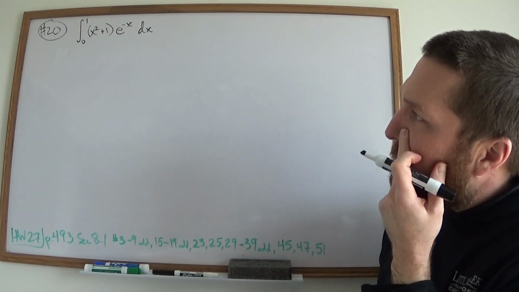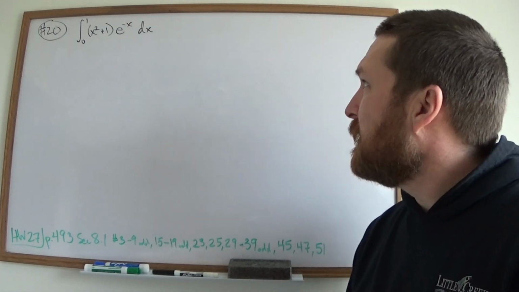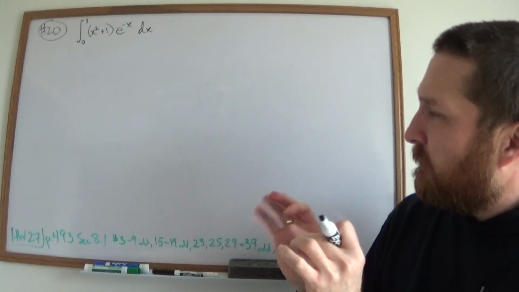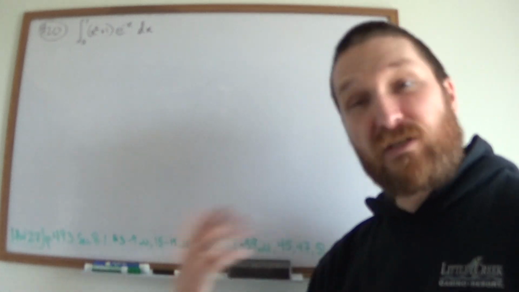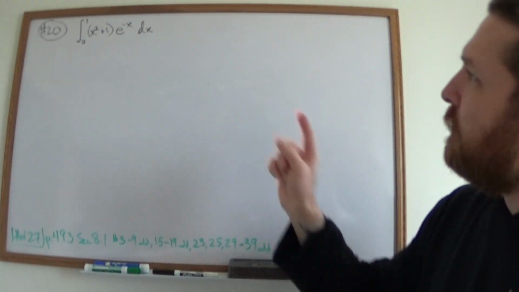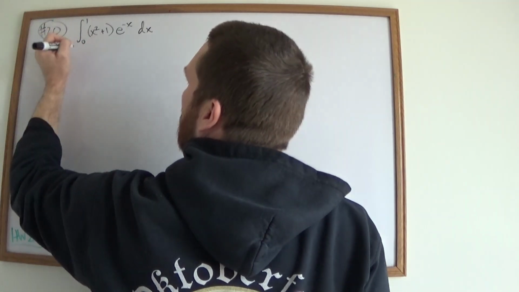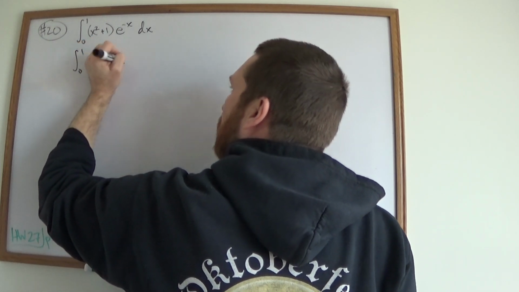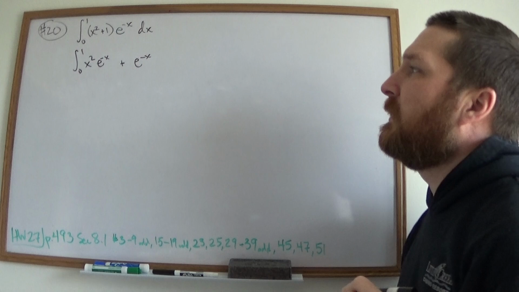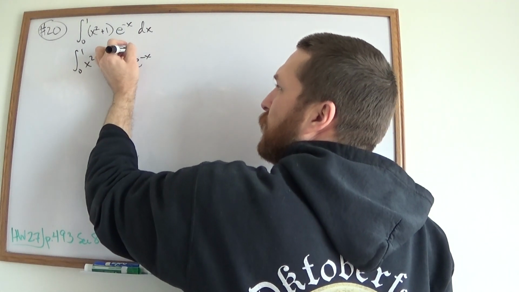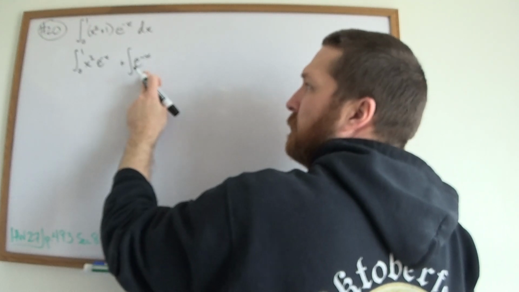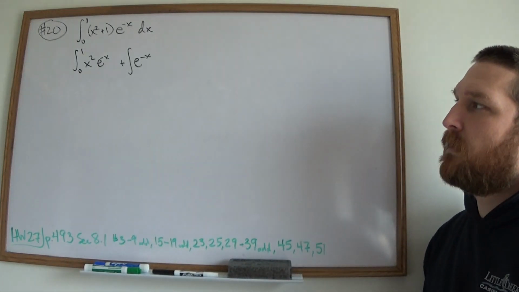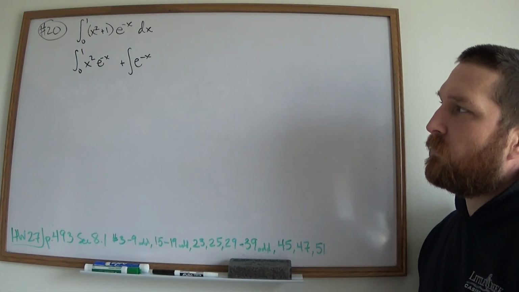Now, when I look at this, we're going to do this one two different ways. My initial intuition is to say, well, you know what, I could distribute this in. And I would have the integral from 0 to 1 of x squared e to the negative x plus e to the negative x, which I could then break up into two integrals, and that one's easy to deal with. And that one looks like we need to do some kind of integration by parts.